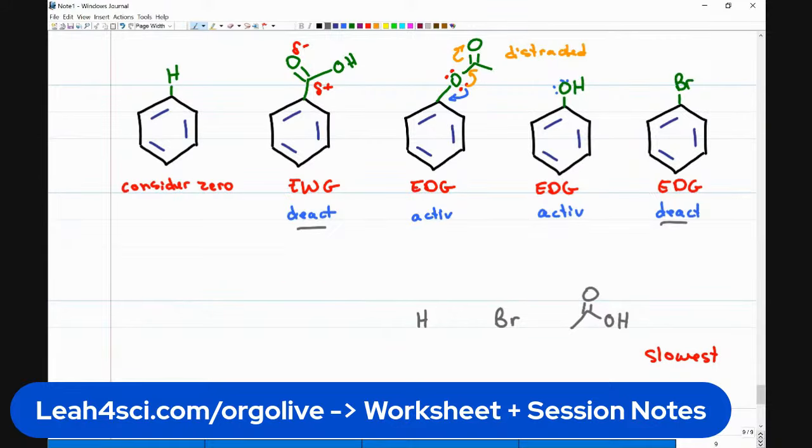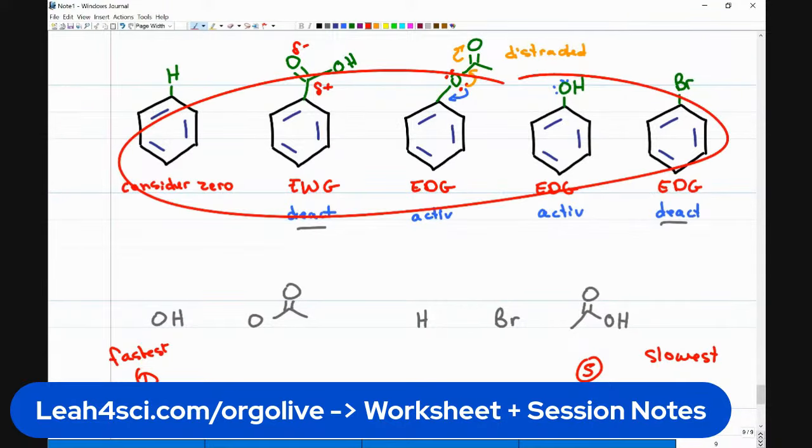And so based on logic, no table, we know that OH is going to be the fastest. And then the ester, then hydrogen, then bromine, then the carboxylic acid. So this will be the fastest. And if we want to rank it here, from fastest will be speed 1 and slowest will be speed 5, because sometimes your professors won't give it to you like this. They'll just have you put numbers here.